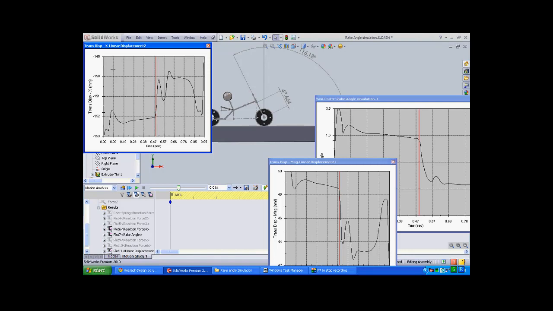This is how my wheelbase has changed. Don't worry about the negative sign because of the direction. Just consider the magnitude of the values. So that gives you a potential value. This is how the wheelbase has changed.